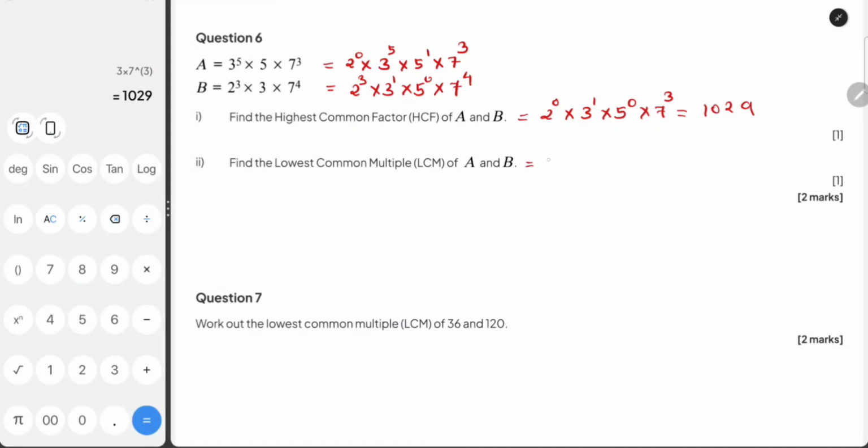Now let's consider the LCM. For LCM, we take the highest power, so that will be 2 raised to 3, 3 raised to 5, 5 raised to 1, 7 raised to 4. Now for this we need calculator. 2 raised to 3 into 3 raised to 5 into 5 into 7 to the power 4. So that's a big number, huh?